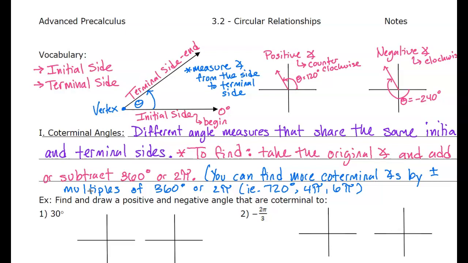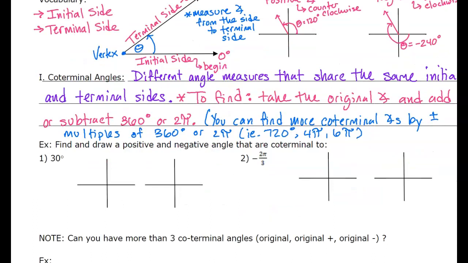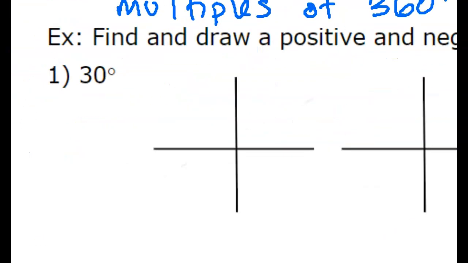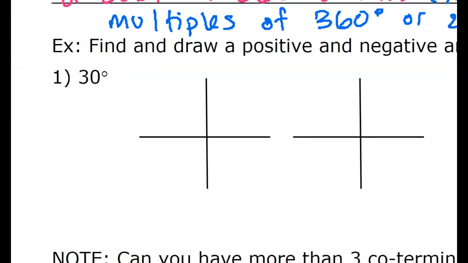So again, I know there's a lot of writing here, but the main point of a coterminal angle is they're different angle measures, but they share the exact same initial and terminal sides of your angle. So let's try an example here for this 30 degrees. We're going to find two coterminal angles to 30.